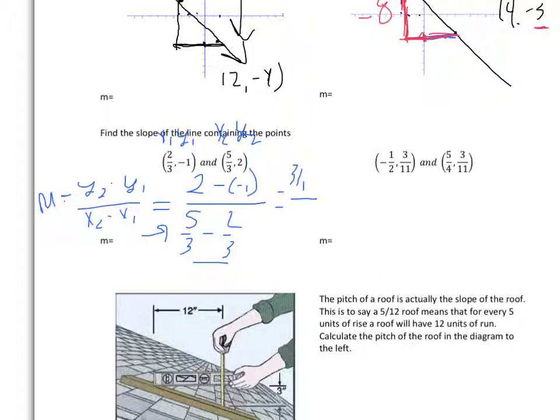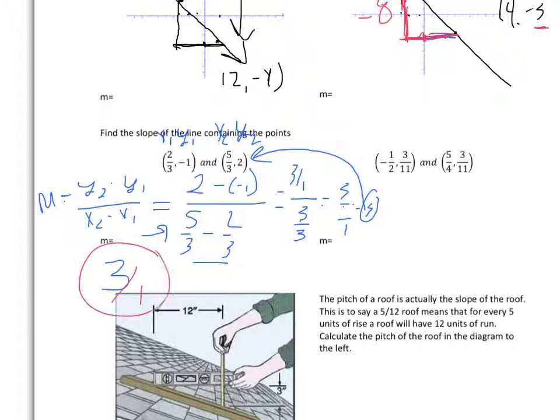So, 5 thirds minus 2 thirds, well, 5 minus 2 is 3. So we get 3 thirds. So we can think of 3 thirds as 1, so we have 3 over 1, which is nothing more than 3. So the slope of the line containing these points right there is, in fact, 3. Or we can say that's 3 over 1 if we want to think about it in the context of rise over run.